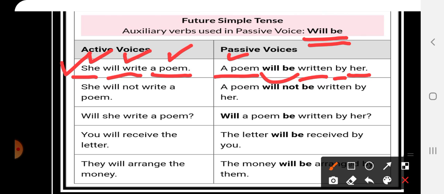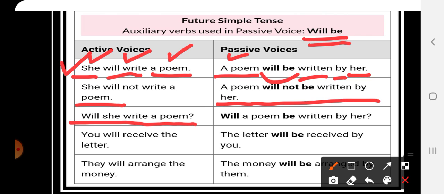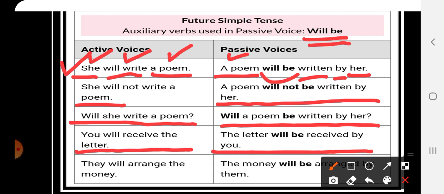Let me read them all. She will not write a poem, this is a negative sentence, will be changed as a poem will not be written by her. Next sentence is interrogative. Will she write a poem will be changed as will a poem be written by her. Next sentence, you will receive the letter will be changed as the letter will be received by you. Last example, they will arrange the money will be changed as the money will be arranged by them.